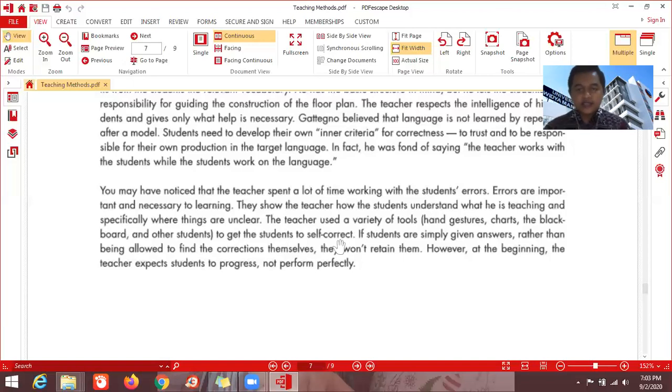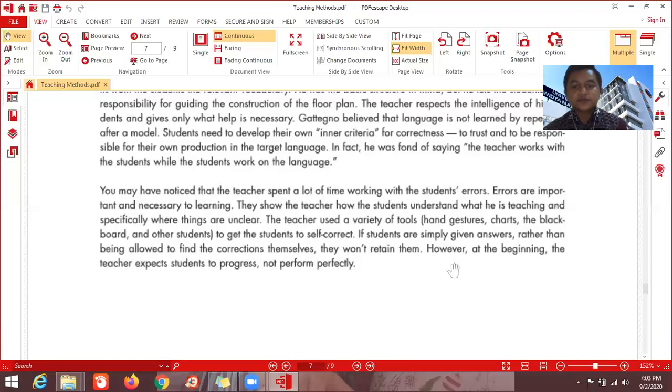I mean, it sounds like the teachers do not teach at all. Well, it's quite correct, but the teacher is still there for answering questions. Okay? If the students are simply given answers rather than being allowed to find the corrections themselves, they won't retain them. So it requires effort from the students to look for the correct answers, look for the possible alternatives that they might think better or more correct in that sense.